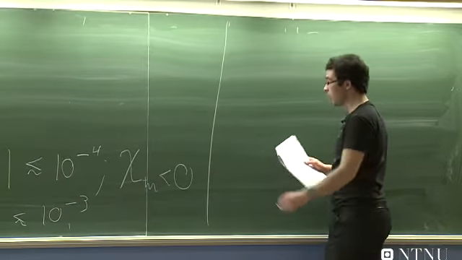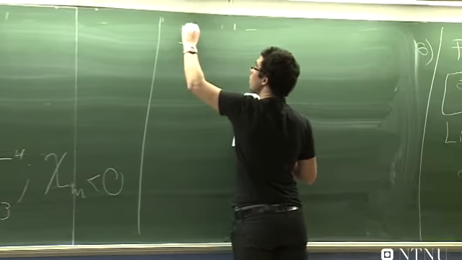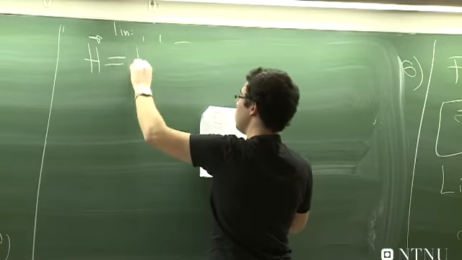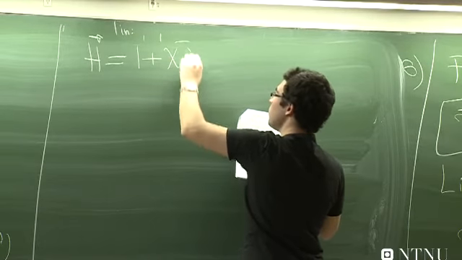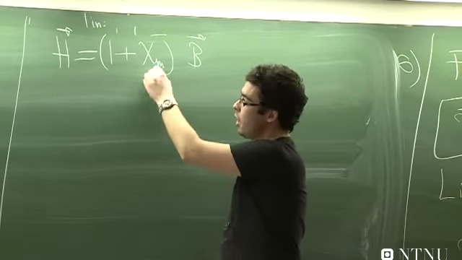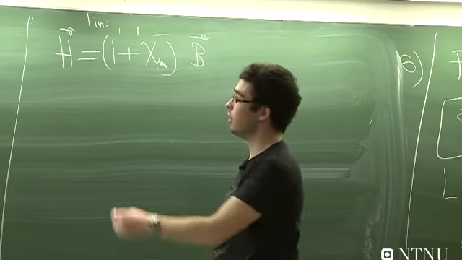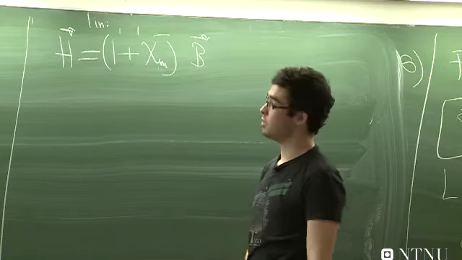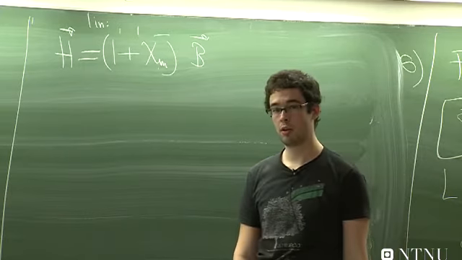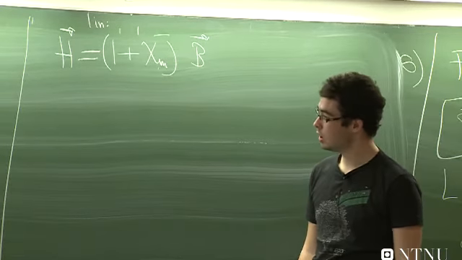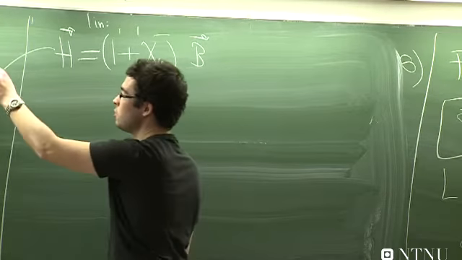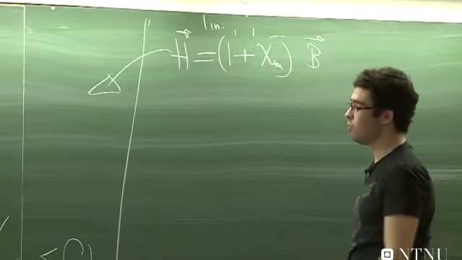Okay, we can write H for a linear material as 1 plus chi m B. Here you see that when chi m is 10 to minus 3 or something like that, then its contribution is very small. So we can quite often neglect this effect in a lot of materials. So that's typically okay for these 2 material types. But it's not okay for ferromagnets.